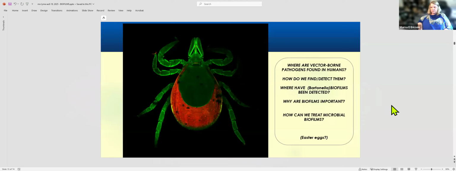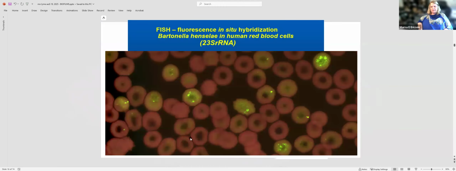So I talked about this before. And this is a nice picture of FISH. FISH stands for fluorescence in situ hybridization. That means we put a probe that's fluorescent green, and we incubate the red cells with it, and we can get these probes into the red cell, and then we take nice microscopy images, and we can get really nice images that show that these bacteria are definitely inside the red cell.